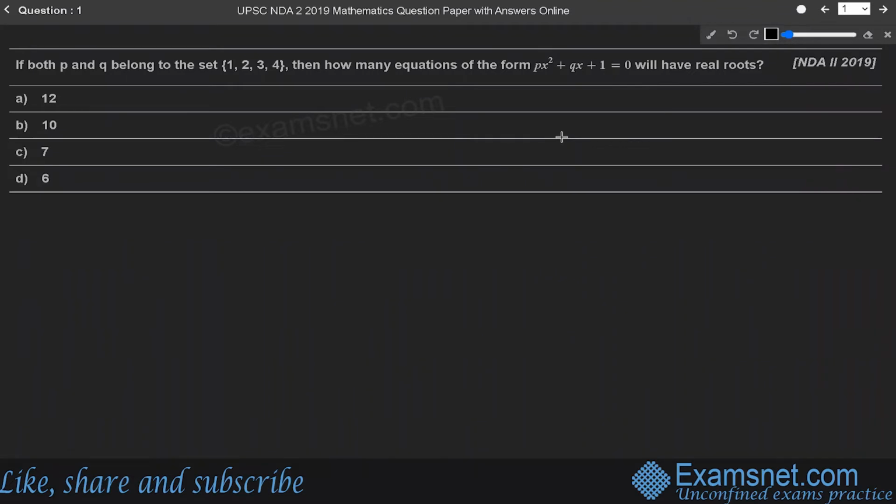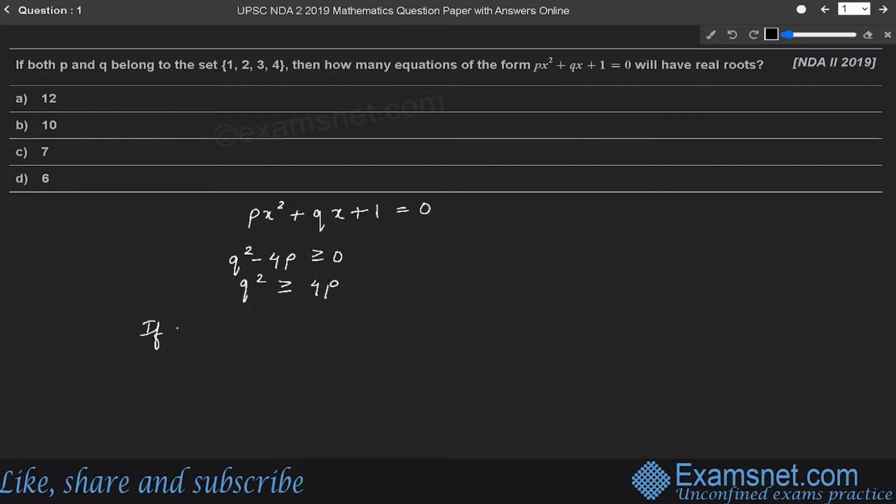Let's start this session. The question is, if both P and Q belong to the set 1, 2, 3 and 4, then how many equations of the form Px square plus Qx plus 1 is equal to 0 will have real roots? So for the equation Px square plus Qx plus 1 is equal to 0 to have real roots, we must have Q square minus 4P greater than or equal to 0. Therefore, Q square will be greater than or equal to 4P.